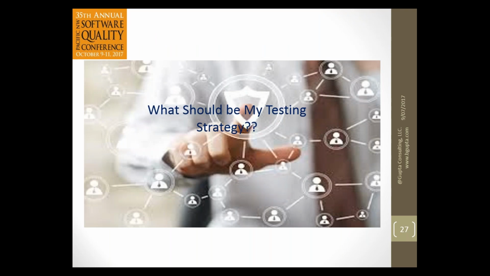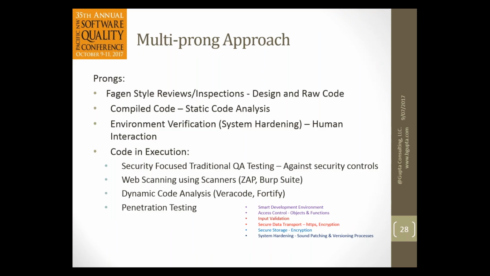Now, based upon these requirements, and what we have concluded from the OWASP Top 10, what should be my approach? I have to have a multi-pronged approach. I have to reuse inspections. I must emphasize environment verification, system hardening, and I also do traditional testing as well.